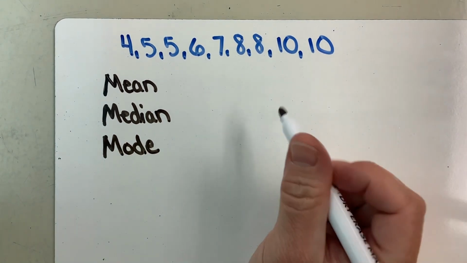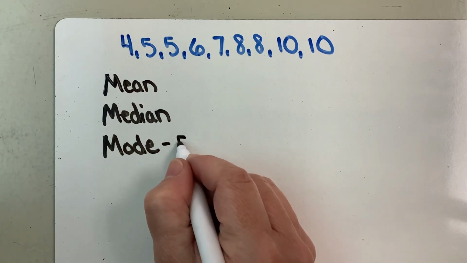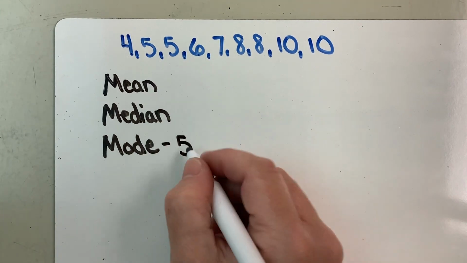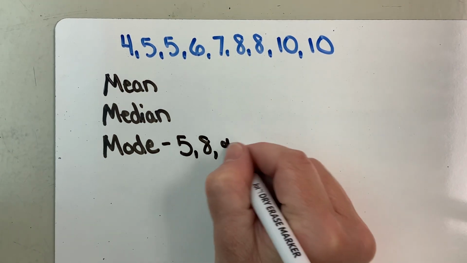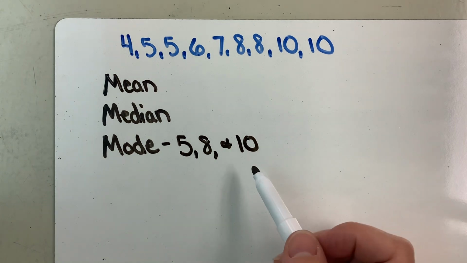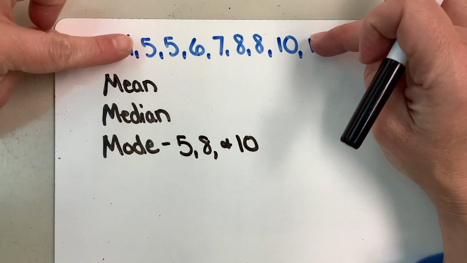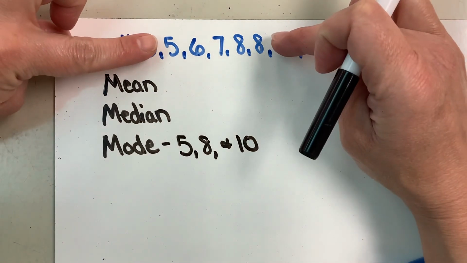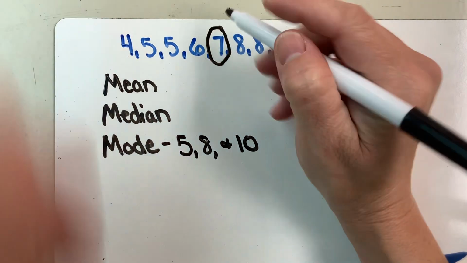Okay, so we're going to go ahead and find those again. The mode is the most, so that would be the 5s, because there's 2 of them, the 8, because there's 2 of them, and the 10, because there's 2 of them. The median is the middle, so when we come through, fancy finger trick, and match them up, we see the median is the 7.